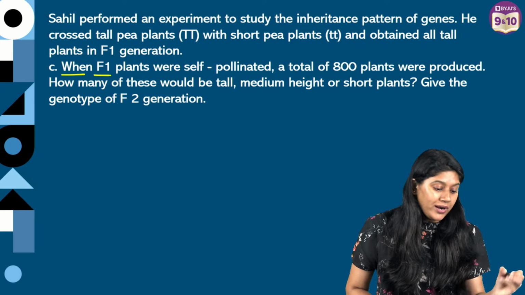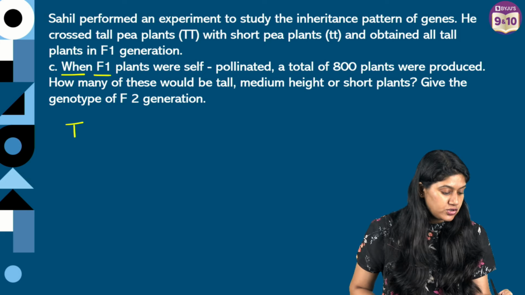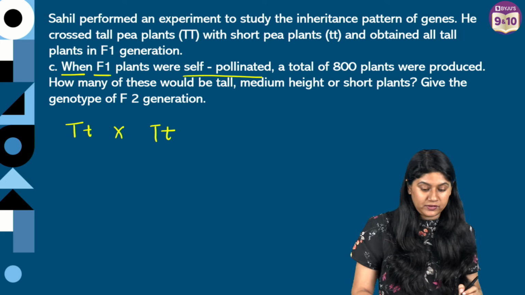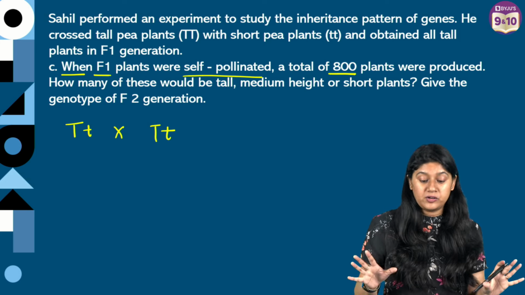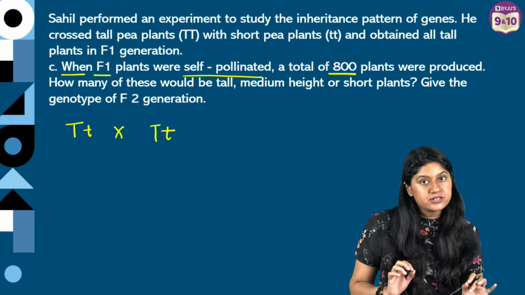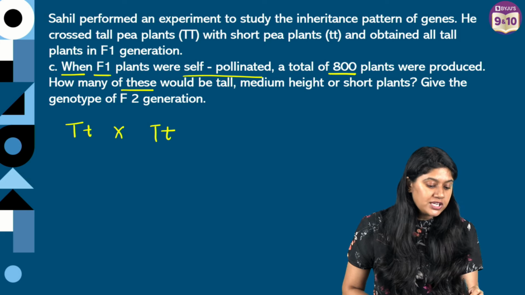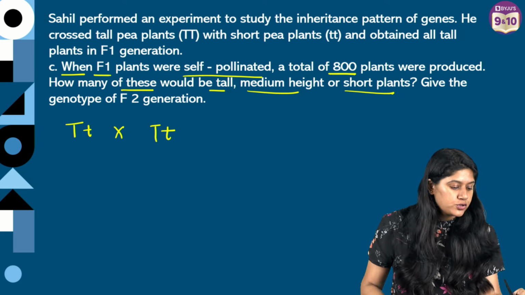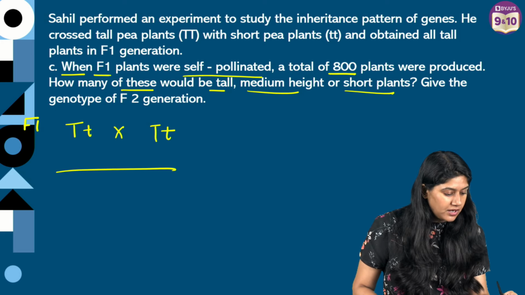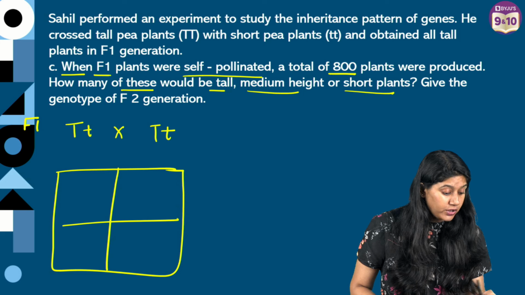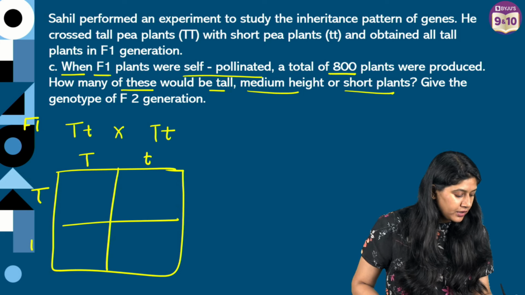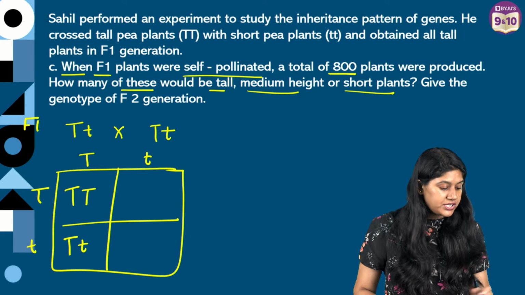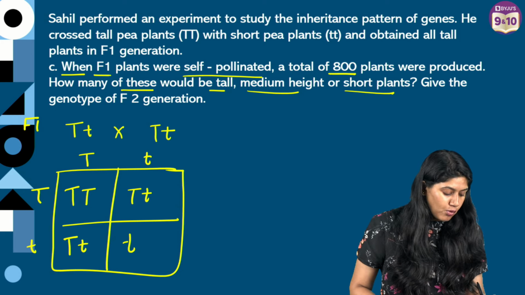When the F1 generation, which has capital T and small t, is self-pollinated, we get a total of 800 plants, right? Out of these 800, the question is asking how many of these would be tall, medium height or short? We have to give the genotype of the F2 generation. So over here we have the F1 generation. We are doing the self-pollination as mentioned in the question. We'll have capital T and small t, capital T and small t, and small t and small t.